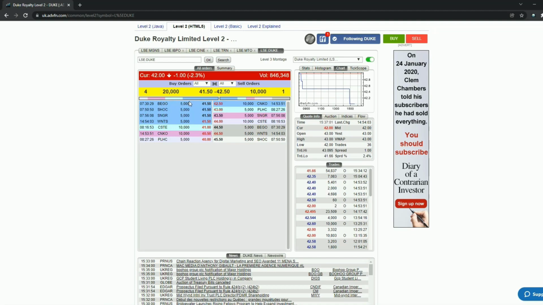That's this top one here. He's willing to pay 41.50. And so that's the price that they offer you for your shares. For your 2,000 shares, they offer you 41.50. And that's why you think of it as a sell price.